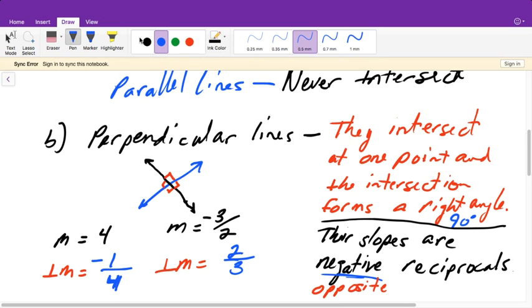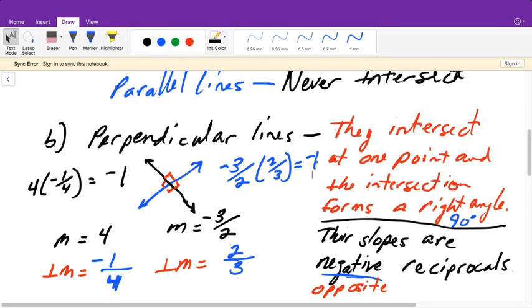Right? And one of the things that you can do to check your answer is if you multiply your two slopes together, 4 times -1/4, it must equal -1. So that does, and -3/2 times 2/3, it must equal -1, which it does. All right, so with perpendicular lines, we need to know that they intersect at one point and it forms a right angle, and then we also need to know that their slopes are negative reciprocals. That's how we solve for them.